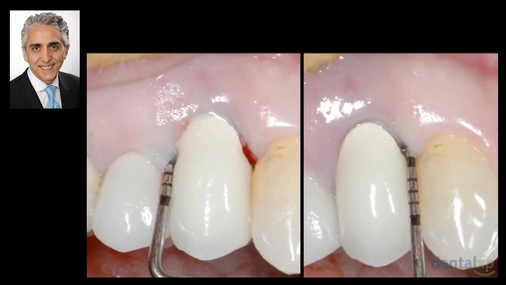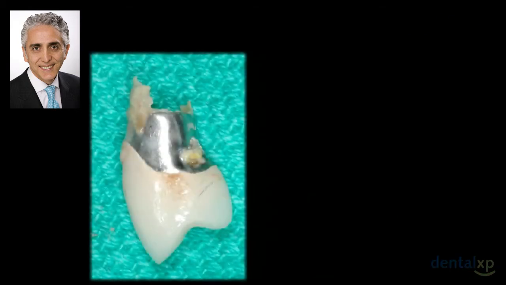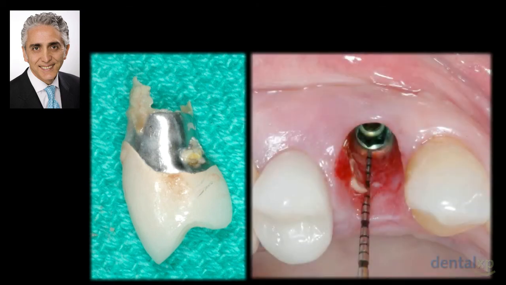Now, when these principles are not respected, as in this case, where the implant was placed very deeply, this is what happens. Cement that becomes almost impossible to clean, and a great deal of inflammation. So in this case, the implant was placed 10 millimeters below the mucosal margin.